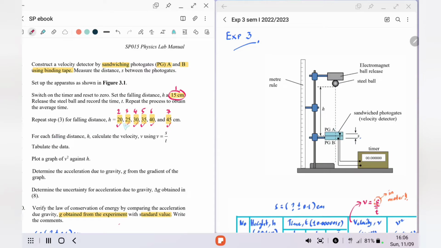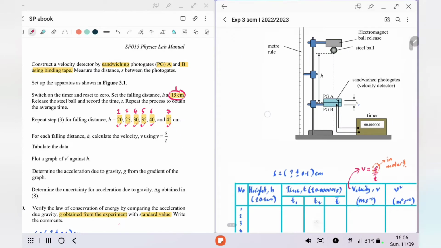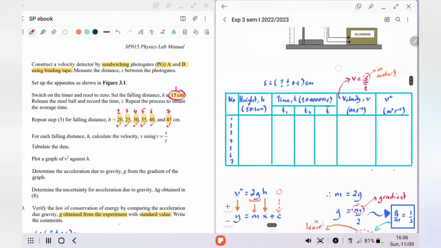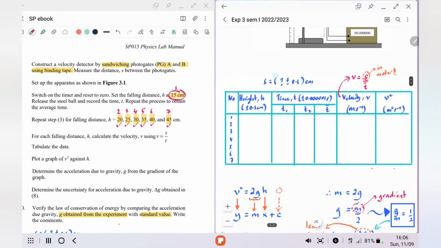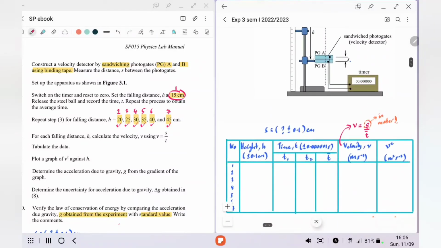Okay, alright. So for each falling distance H, calculate the velocity using the equation V equals S over T. So S is fixed already. T is the time measured here. Alright. Okay, so this is our table I suggested. First we need to measure the distance between these two lasers, which is S. Don't forget to measure S. And then this is the height.